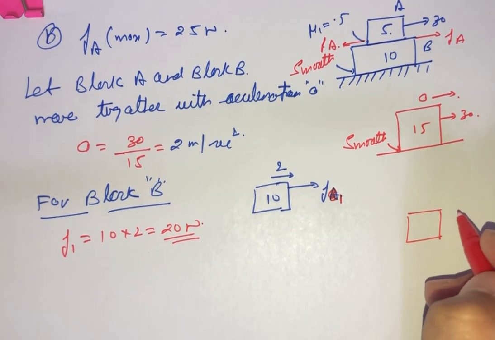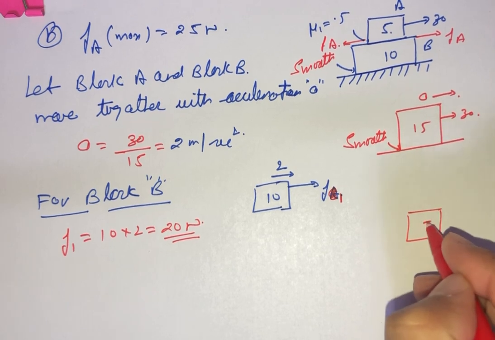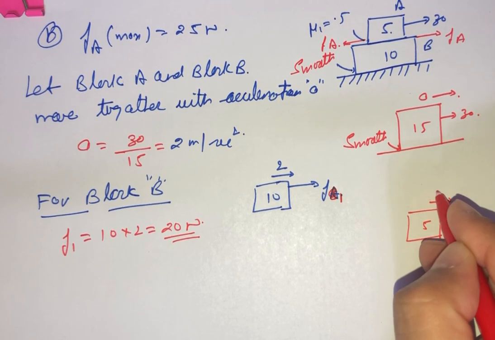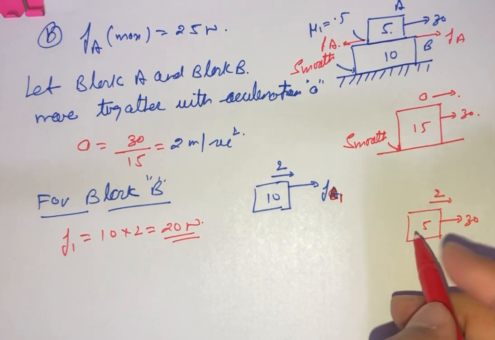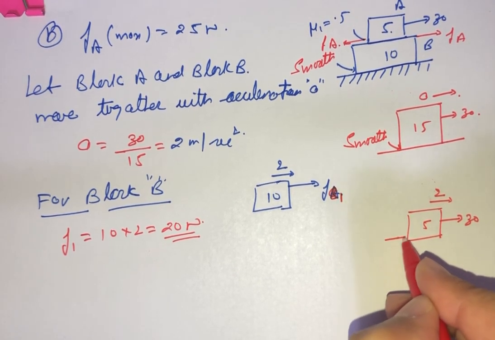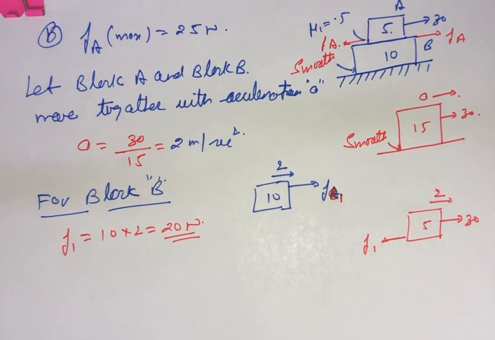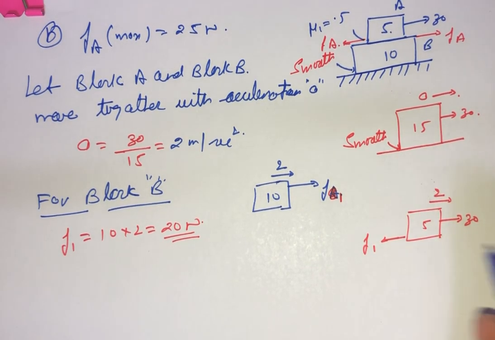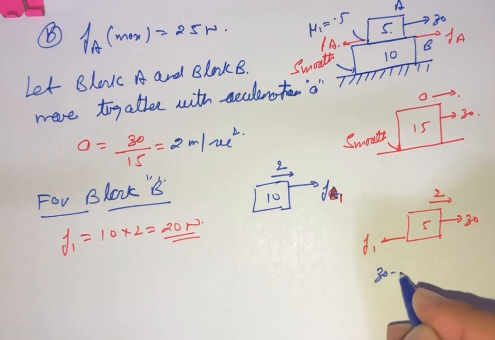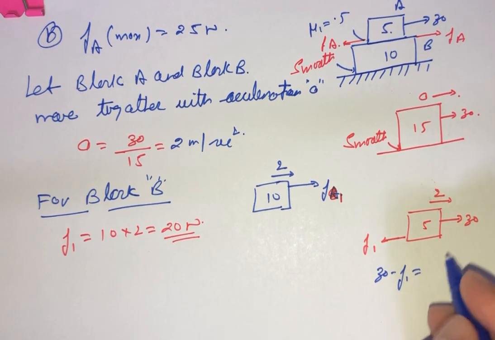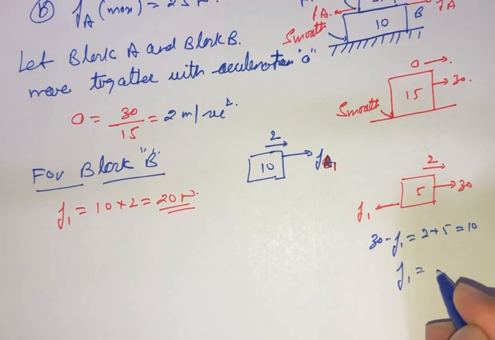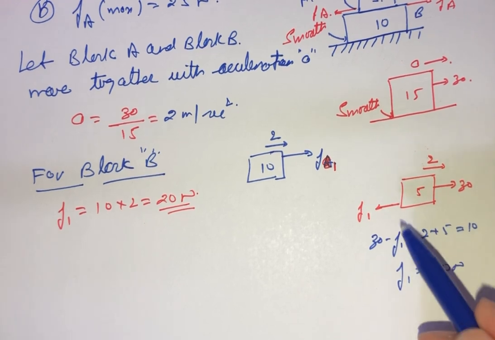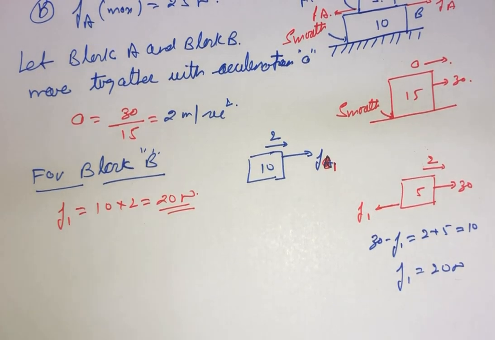So we have block B, which is of 5, and it is moving to the right. We have a 30, and let this be F1. You can see that 30 minus F1 will be equal to 2 into 5, which is 10. So we can find F1 is equal to 20 Newton. So either we can use block A or block B. The answer will be coming same.